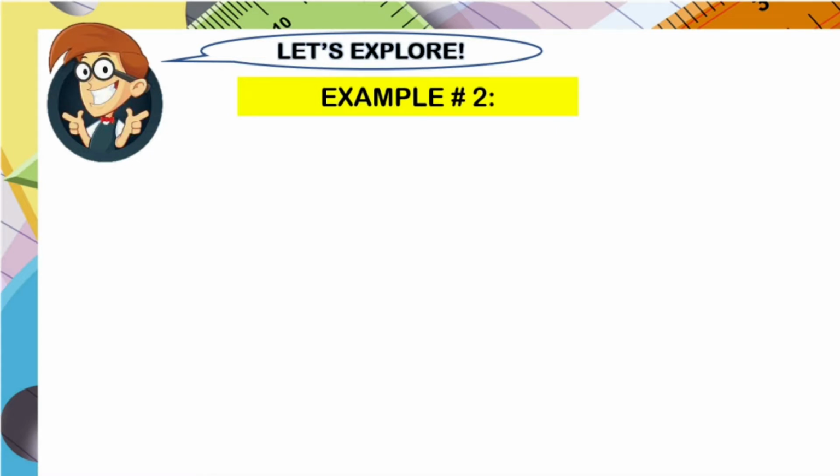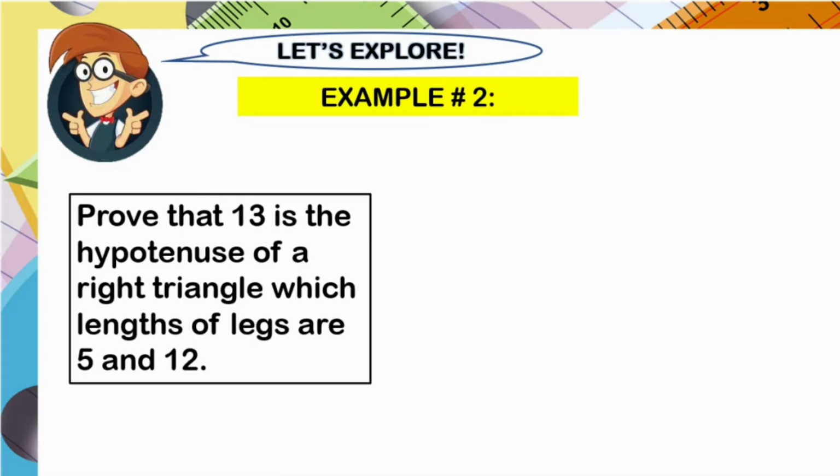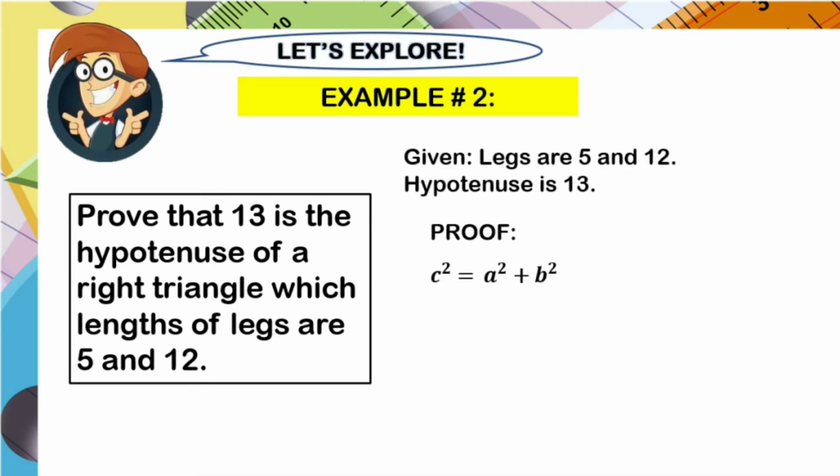For our second example, let us prove that 13 is the hypotenuse of a right triangle whose legs have lengths 5 and 12. To prove this, let us use the Pythagorean formula c squared is equal to a squared plus b squared. Then, let us substitute the length of the hypotenuse, which is 13, and the lengths of the legs of the right triangle, which are 5 and 12.